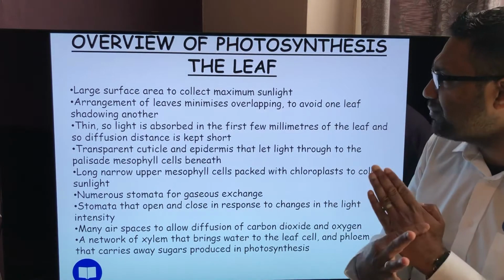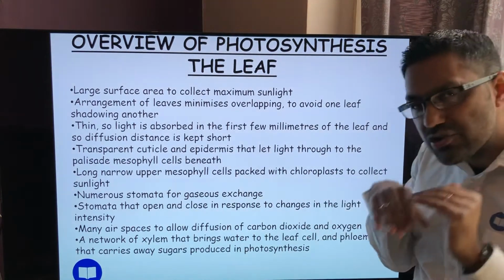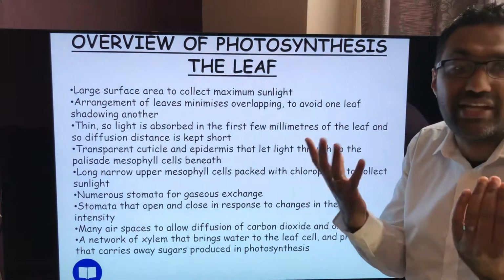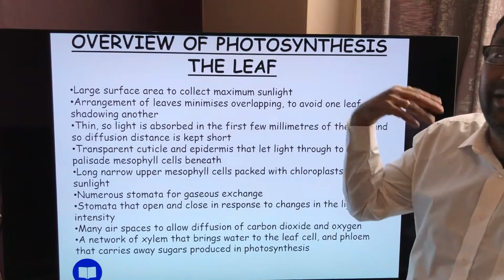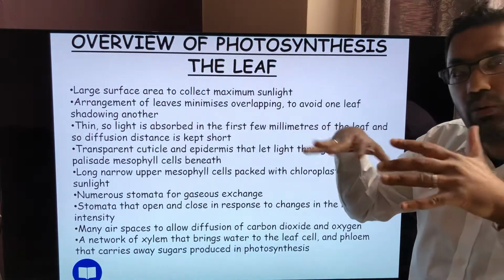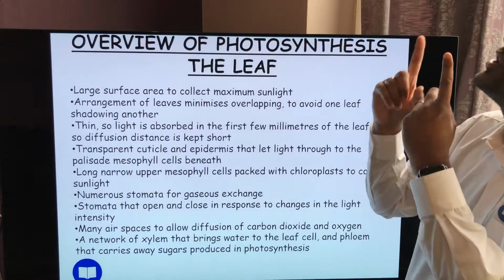The arrangement of leaves: if you stand under a tree when it's a rainy day, or even if it's a sunny day, if it's raining, you don't get hit by much rain because it kind of blocks like an umbrella. But also, if you look up from underneath a tree, you don't see the sky.